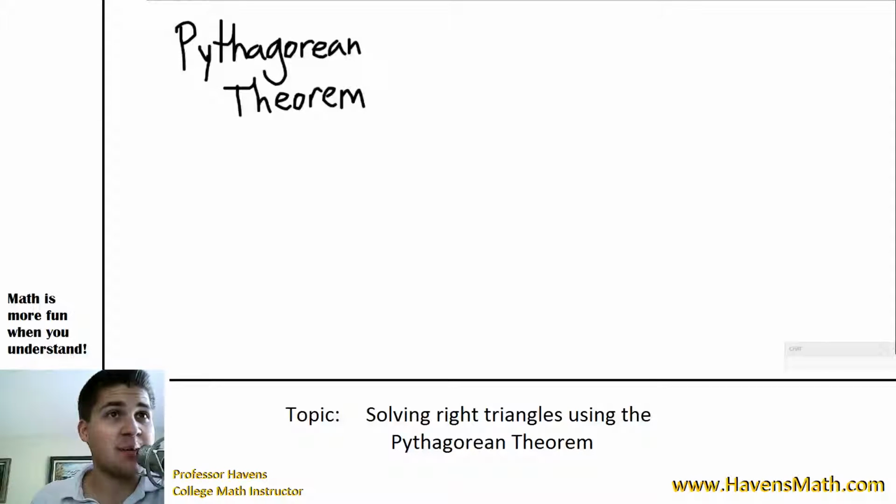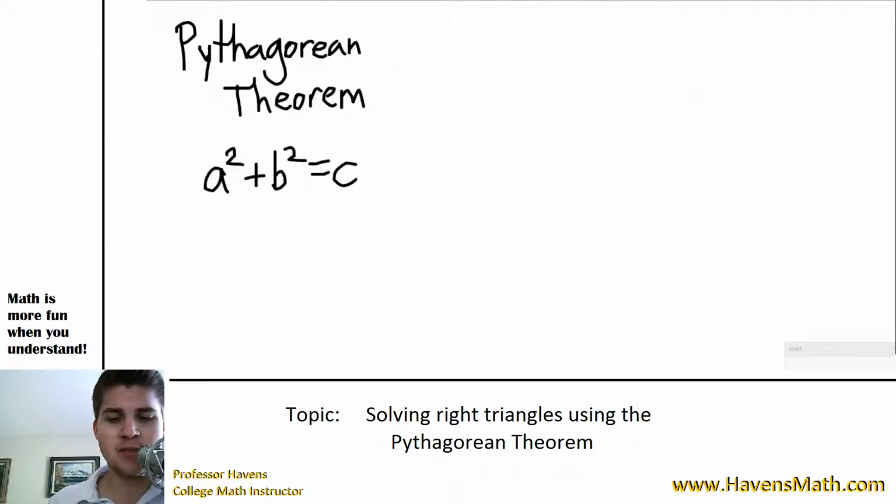Hey students, today I'm going to be discussing how to use the Pythagorean theorem to help solve a right triangle. So I'll discuss what all that means really quickly. First, by starting off with the Pythagorean theorem. As most of you may already know, the Pythagorean theorem goes like this: a squared plus b squared is equal to c squared. And it's particularly applicable to triangles, and specifically right triangles.